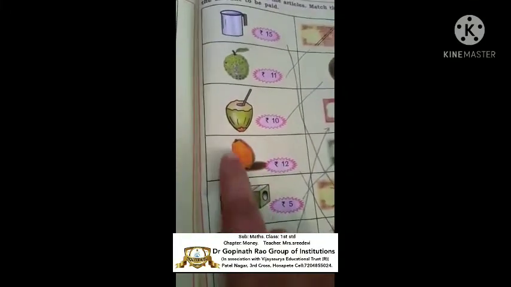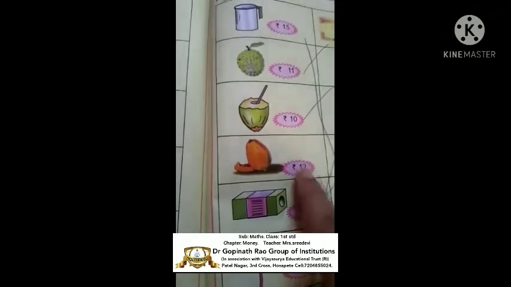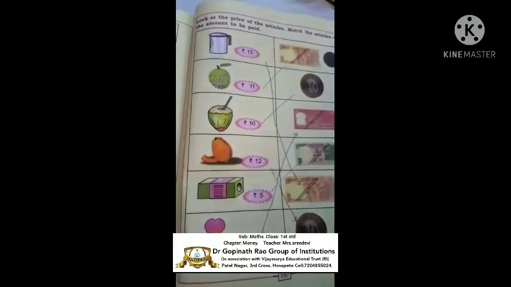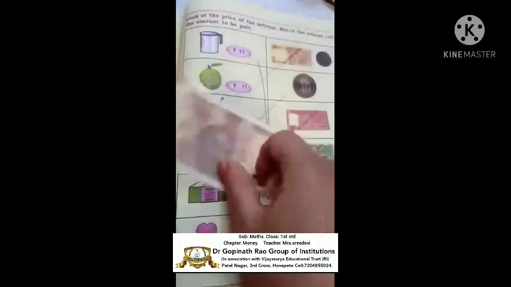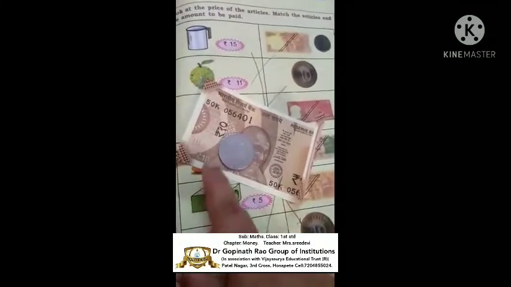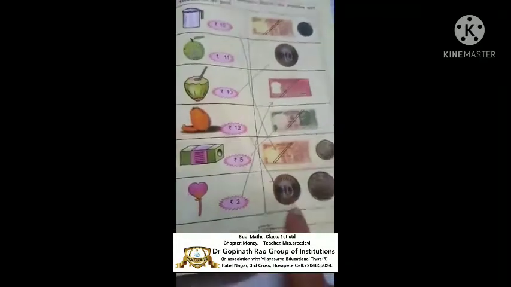This is a papaya fruit of rupees how much? Rupees 12. So how can we break up rupees 12? We can take rupees 10 and we can take two 1 rupee coins, or else we can give a 2 rupees coin directly, children. See, we have a 2 rupees coin here. 10 rupees plus a 2 rupee coin makes 12 rupees.